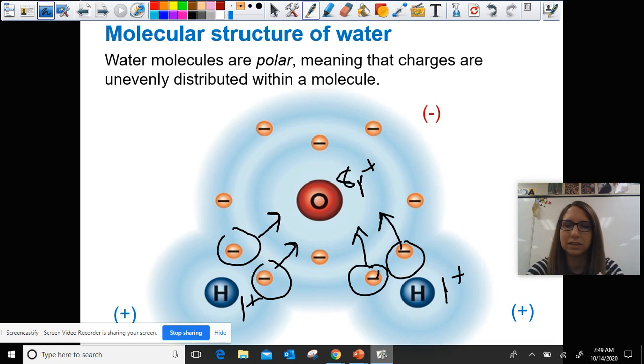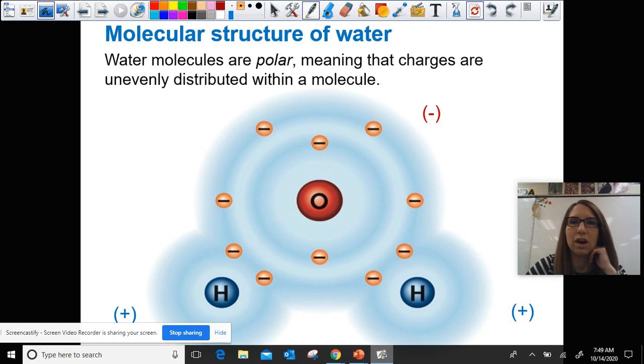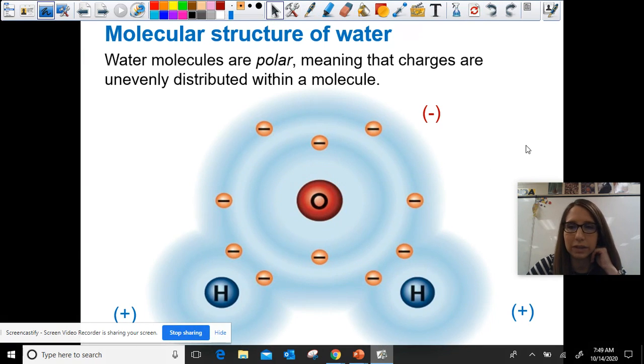Okay, and we see this with lots of different types of molecules that are drastically different in size. All right, so water is considered polar because, again, we're not sharing electrons equally. All right, that would be something good to jot down.